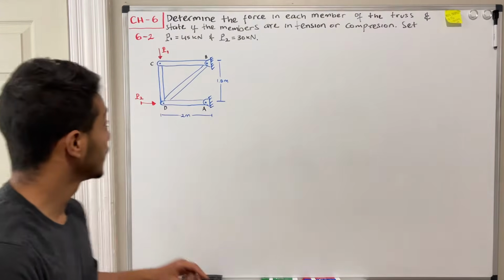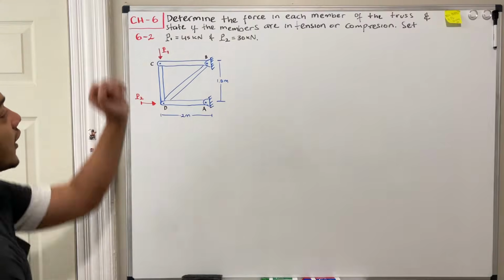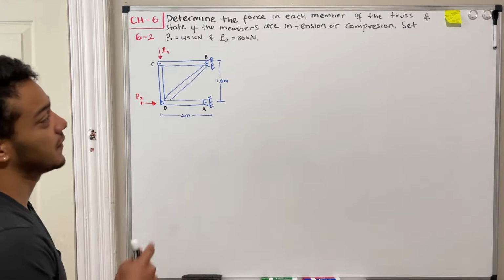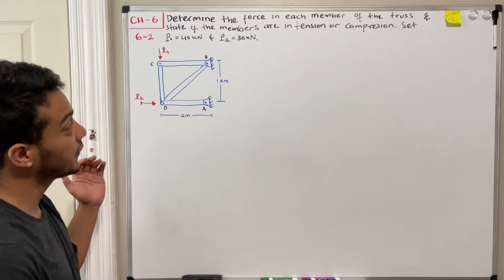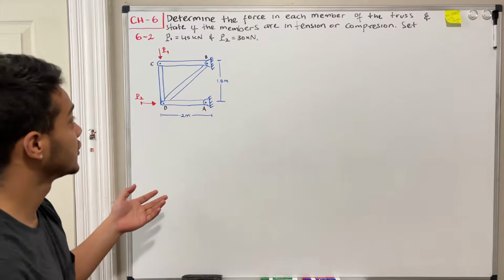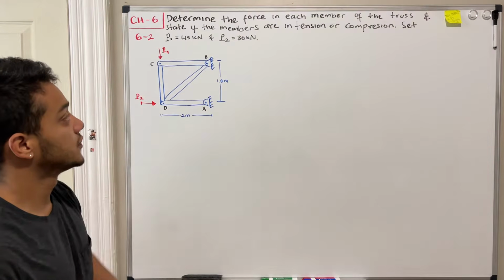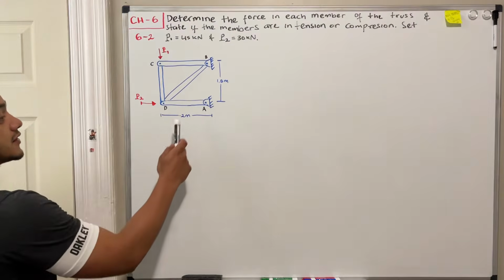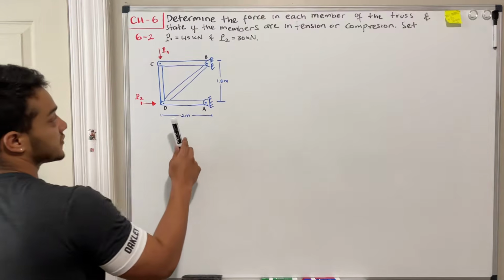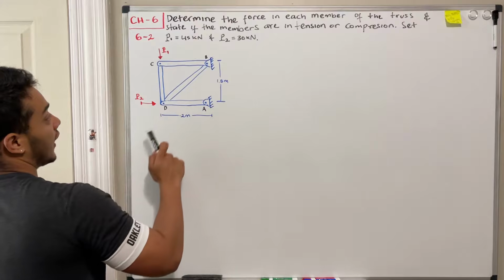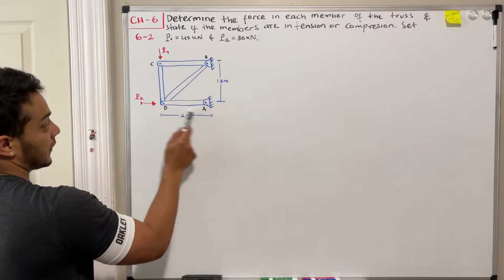We're in Statics and we're gonna do problem 6.2, okay? It says determine the force in each member of the truss and state if the members are in tension or compression. Set P1 equal to 45 kilonewtons and P2 equal to 30 kilonewtons. Okay, so we got this structure here that is P at A and B, and it's a 4 truss member.